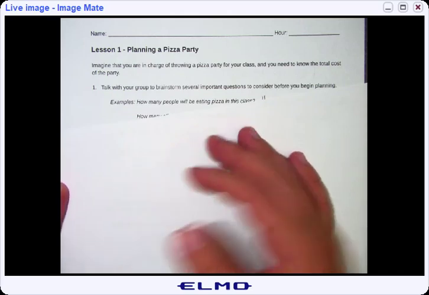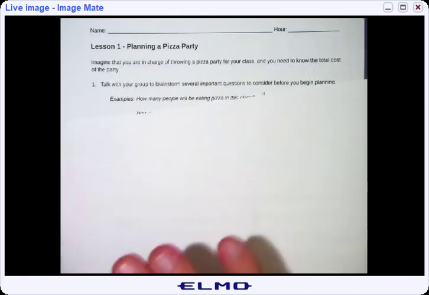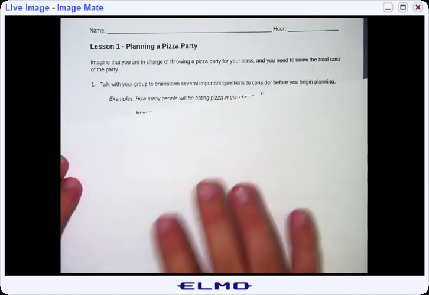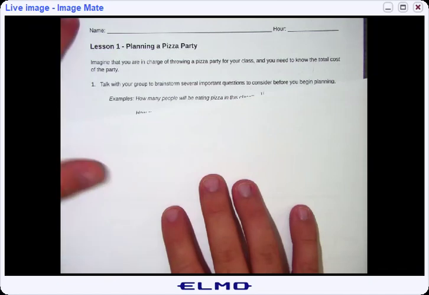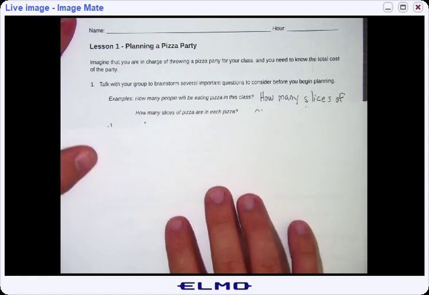All right. So what I'm going to do, take a pause on the video, write down as many questions as you can, and then come back. So I'll give you a second. All right, now that you're back, right, we have some examples already. It says, how many people will be eating in the class? That's one of the questions. And how many slices is in each pizza?